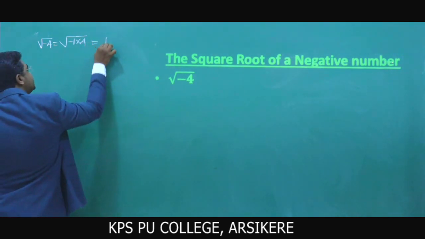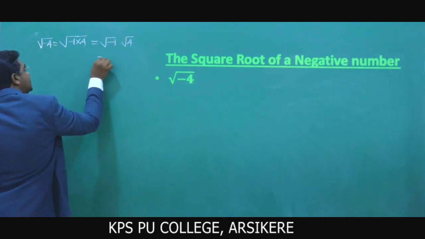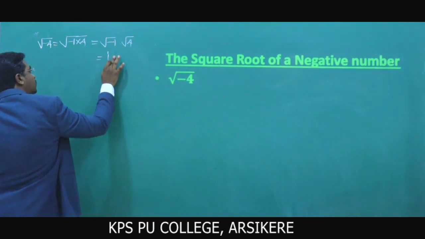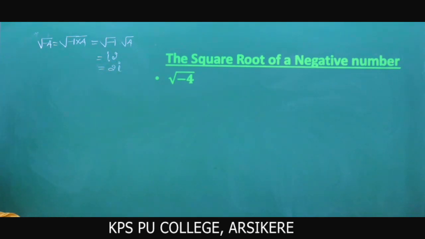Because this can be written as square root of minus 1 into square root of 4. This becomes i into 2. This is nothing but 2 into i.